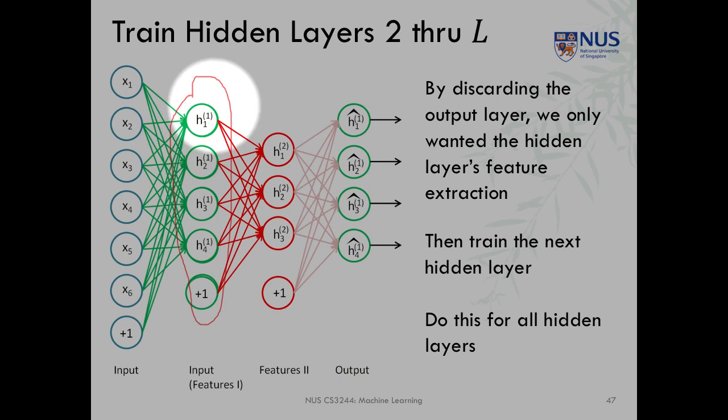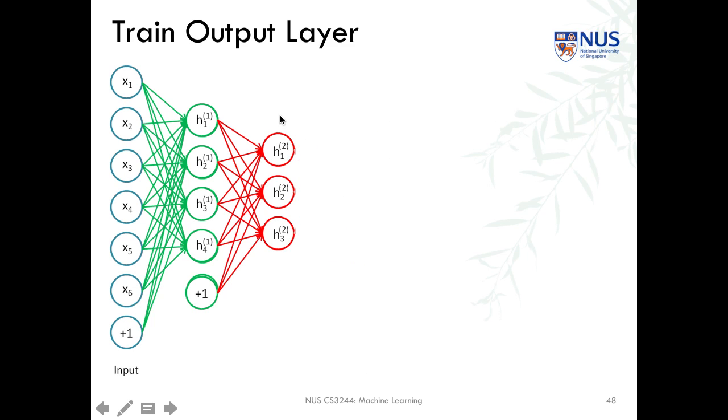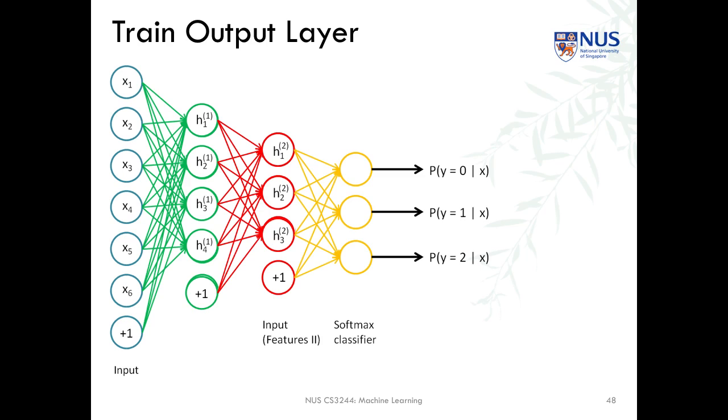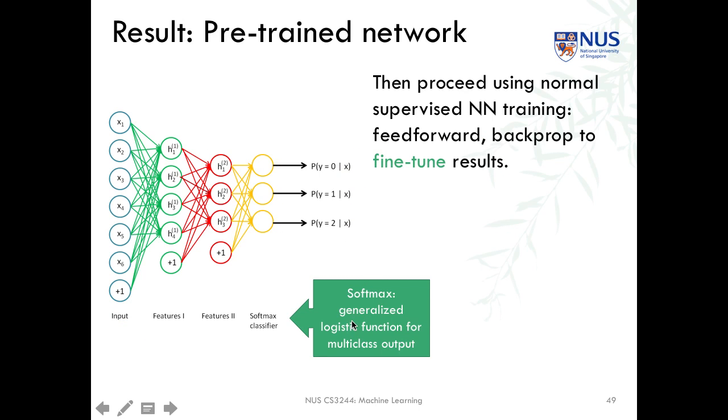By taking this as the input and then trying to train this layer now, which is the second hidden layer. I'm going to do that for every hidden layer until I get to the output layer, and then I have the output. In this case, it's a softmax classifier, which is basically like logistic regression, but for multi-class output. So instead of saying 1 or 0, this gets to choose, let's say, digits 1 through 9. Once we have the entire network pre-trained, we just use the standard method of doing forward propagation with backpropagation to fine-tune the results.